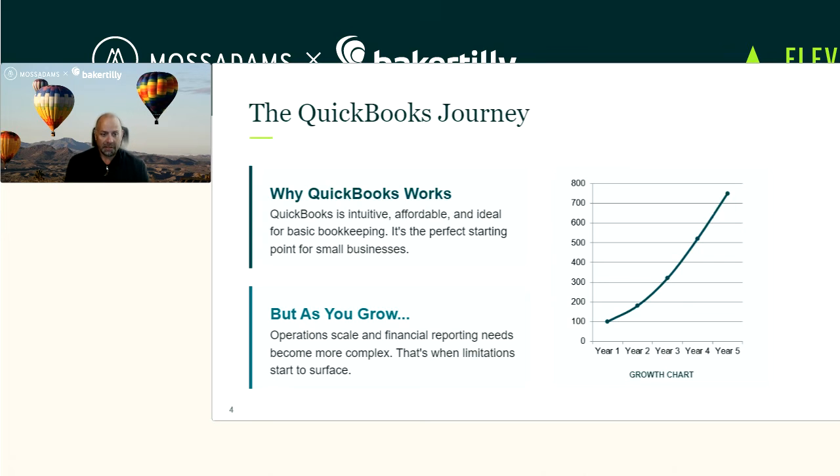But as we've seen, as businesses grow and those operations scale, particularly around financial reporting needs, or things become more complex with the operation, that's when we start seeing that limitation surface. So as we're moving on from year 1 to year 2, and so forth, and as we scale, is when we start seeing people reaching out around, hey, what else is out there? What are my options? Maybe my current solution in QuickBooks really isn't getting it done for me and my organization at this point.